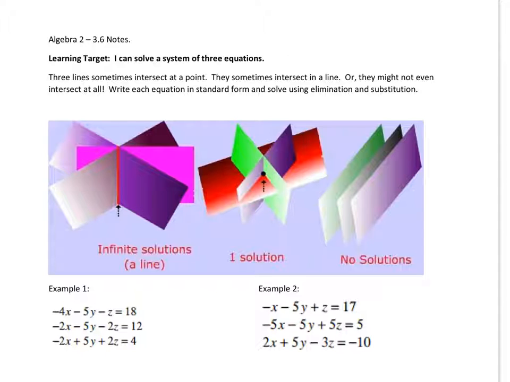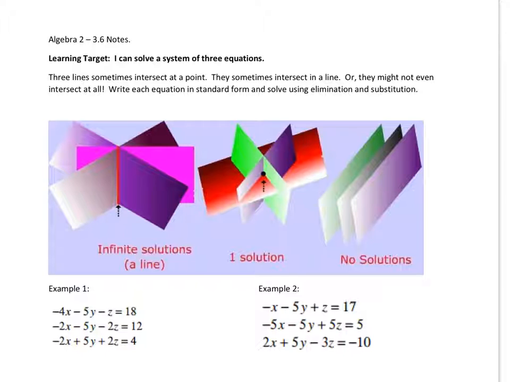Or not intersect. So 3 planes can intersect in a line. If you think of all the points on the line, there's an infinite number of solutions. 3 planes can intersect at exactly 1 point. Or 3 planes can never intersect. They can be parallel and have no solutions. So these are the different solutions you can have: no solution, 1 solution, or infinite solutions.